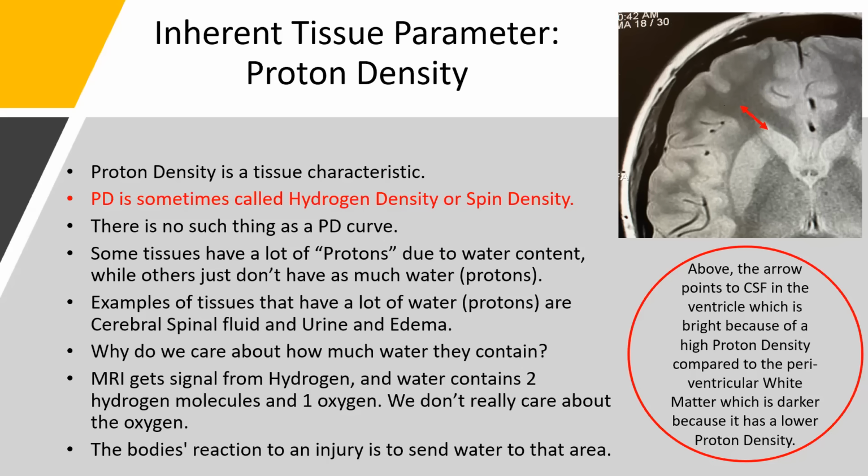Okay, so the arrow in that top right image shows CSF is bright in the ventricles because it has a high proton density. And the periventricular white matter is not as bright. It's still got some signal to it, but not as much, because the white matter has a lesser proton density.